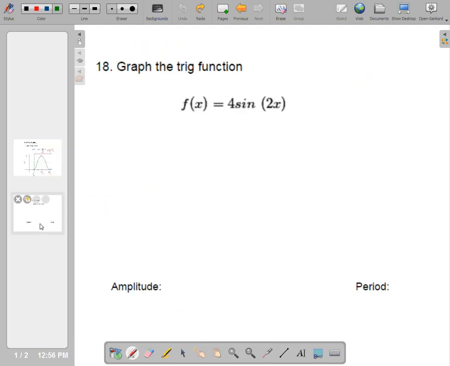Let's do another one. This is 4 sine of 2x. This one has an amplitude change and a period change. So let's draw with amplitude is 4. So 1, 2, 3, 4. 1, 2, 3, 4. So the amplitude is 4.